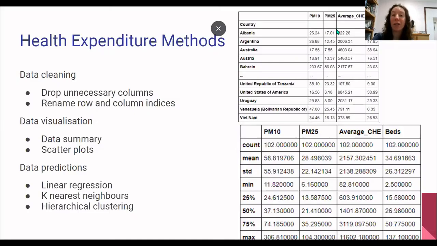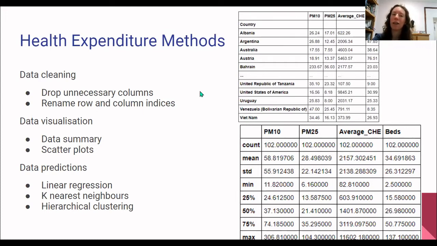So I decided to look at the correlation between air pollution and health expenditure per capita. Health expenditure relates to the amount of money spent on an individual's health in the average year, adjusted by purchase power parity, which gains an accurate comparison across all countries in the world. I also decided to look at the average number of hospital beds per 10,000 population to see if there was a correlation there.